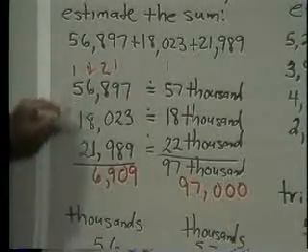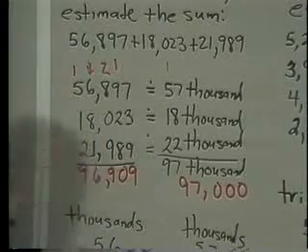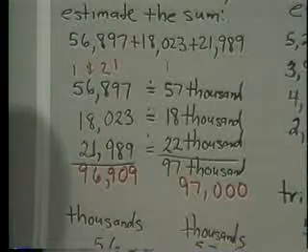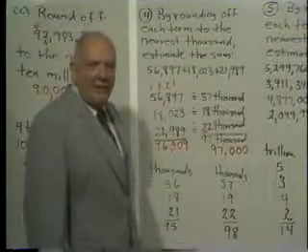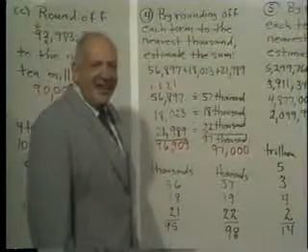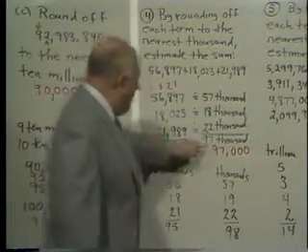Put down the 6 and carry the 1. 1 and 5 are 6. 1 is 7, and 2 are 9. The exact answer is 96,909, and my estimate was what? 97,000. Huh? Aren't you glad to know me? Neat, isn't it? By the way, we can even do better than this.